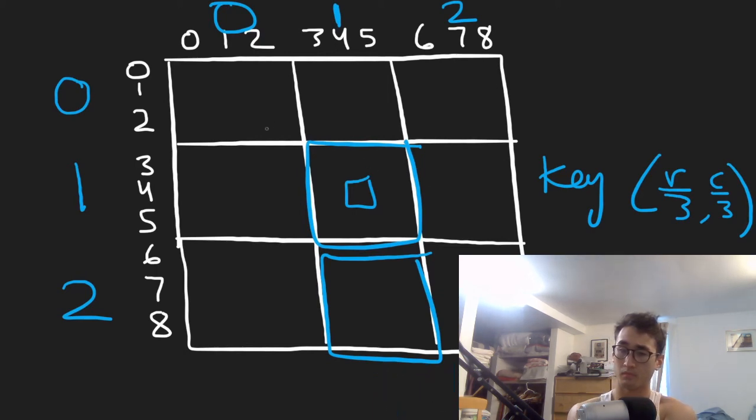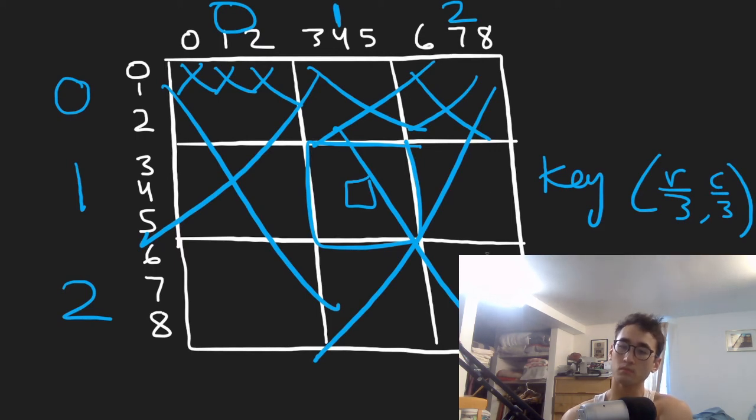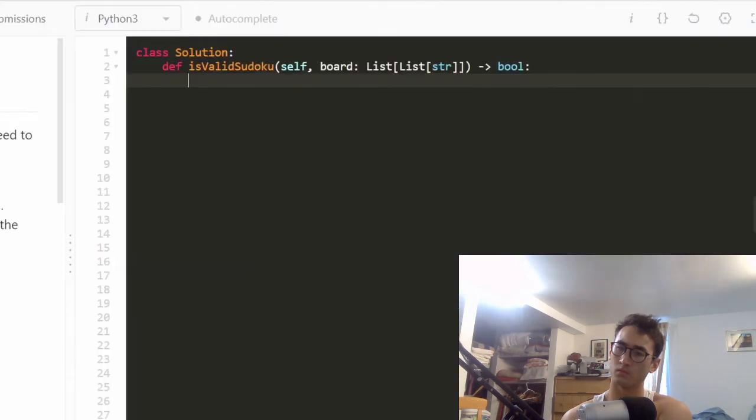So we're basically going to go over the entire grid, every single position in the entire grid. If we find any duplicates, we return false. If we don't, at the end, we can return true. So now we have enough information to actually write out the code. So let's do that. Okay, so now we can write the code.